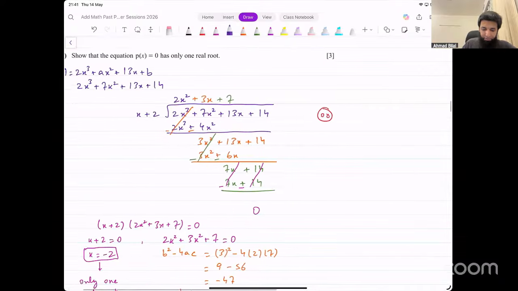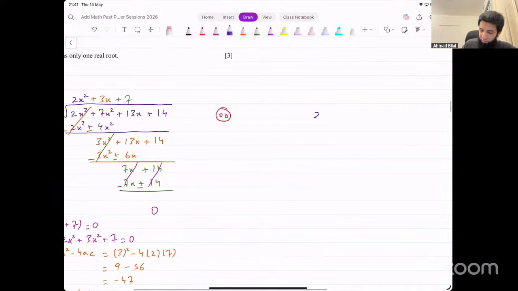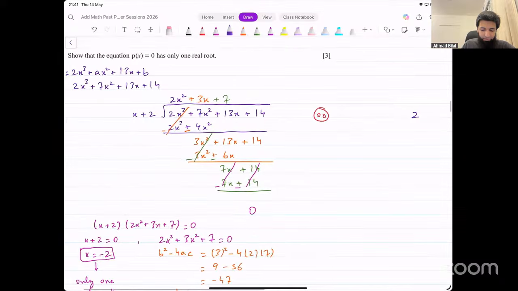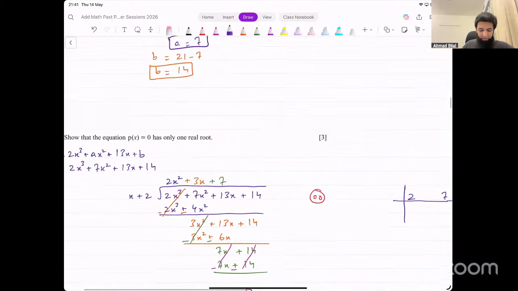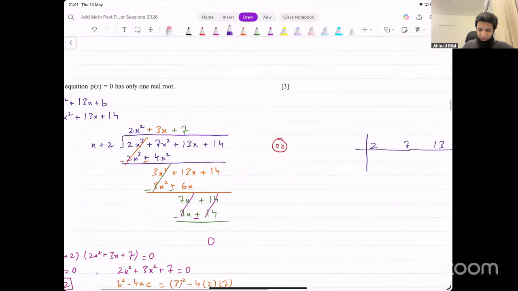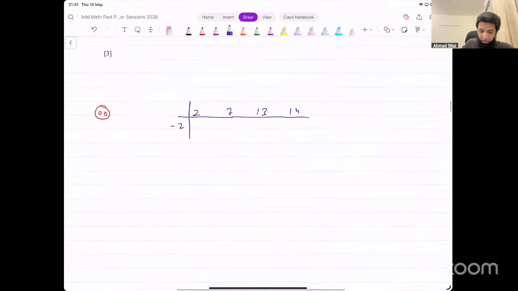You could say the coefficients of that polynomial, you can write them down here, 2, 7, 13, and 14. Now, what are we dividing it by? We are dividing it by x plus 2. So we write negative 2 here. 2 comes down as it is. The first coefficient will come down as it is.